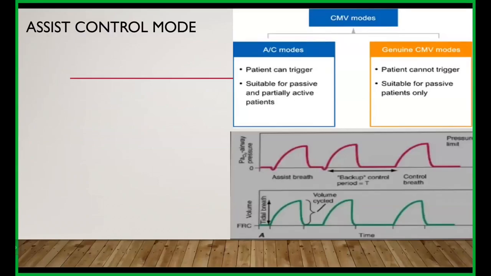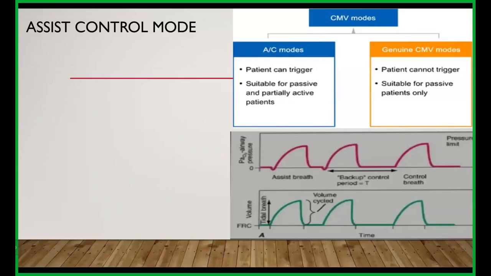So you set a tidal volume of 500 ml. The trigger will be very minimal and the volume will be given by the ventilator. The 500 ml tidal volume will be reached for that patient. So let's see the difference. The patient can trigger in assist control mode, whereas in CMV mode, the patient can never trigger. This can be used for active patients and also for passive patients, not completely active, but partially active patients. Whereas control mode is used only for passive patients.